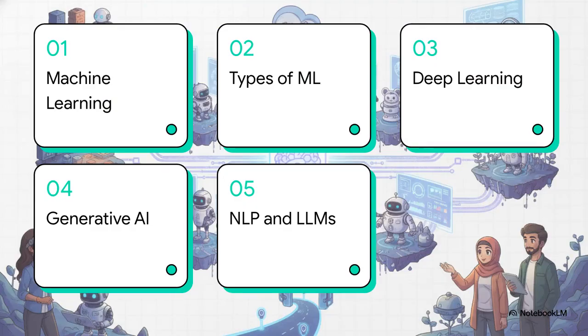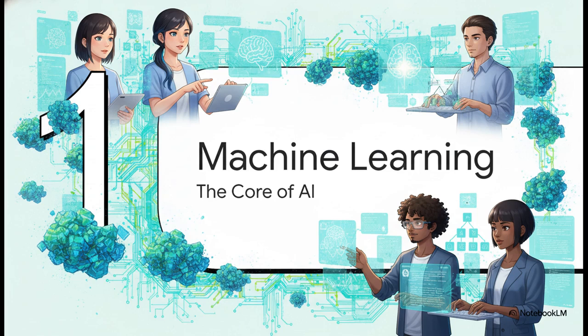To turn you from an AI novice into a totally informed user, we're going to climb a 5-step learning ladder today. We'll hit machine learning, the types of ML, deep learning, generative AI, and finally, NLP and LLMs. Let's start right at the foundation. Step 1, machine learning, the core of AI.